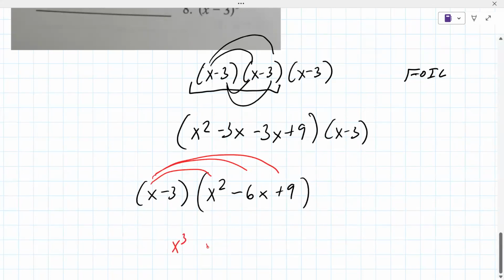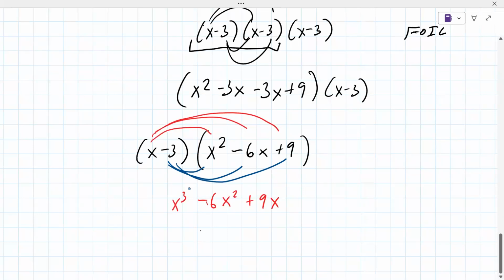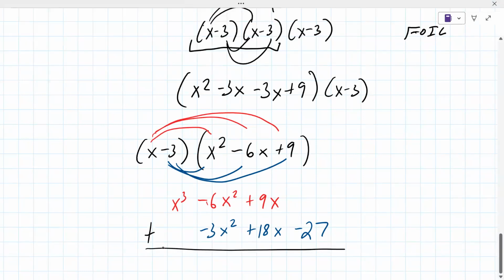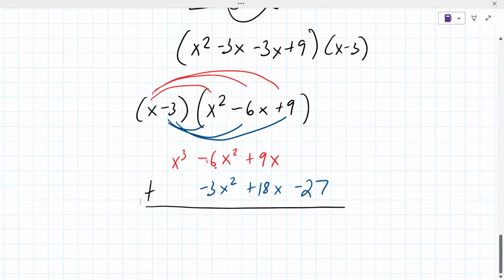So x times x squared is x cubed. x times minus 6x is minus 6x squared. x times 9 is 9x. Then we're going to multiply everything by the negative 3. Negative 3 times x squared is minus 3x squared. Minus 3 times minus 6x is 18x. Minus 3 times 9 is minus 27. And then we add these up together: x cubed, minus 9x squared, plus 27x, and minus 27.